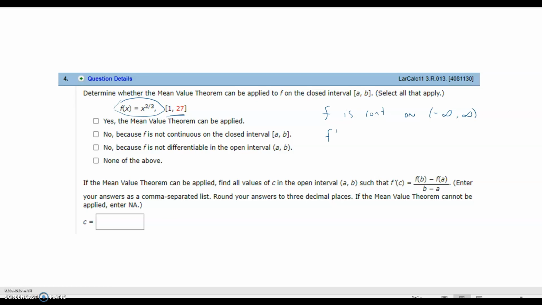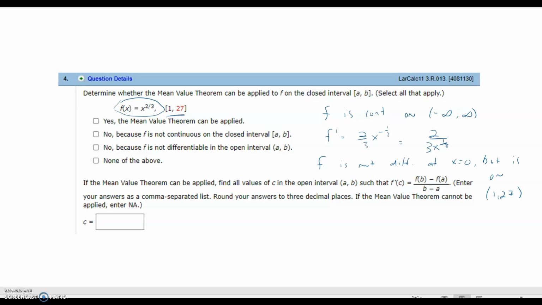Differentiable, so if you take a look at the derivative, it would be 2/3 x to the negative 1/3, which is 2 over x to the 1/3. And there you can see you got an issue, right? That's a 1/3 in the bottom. You got an issue at x equals 0, okay? So I would say something like this. It's not differentiable at x equals 0, but is on the given interval, okay? So that means we're good to go.